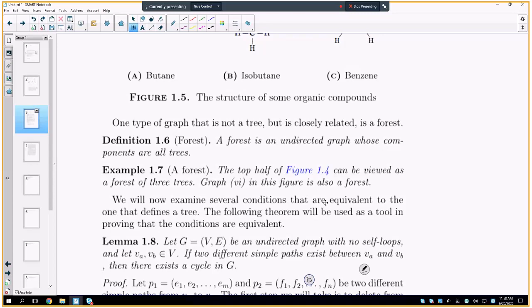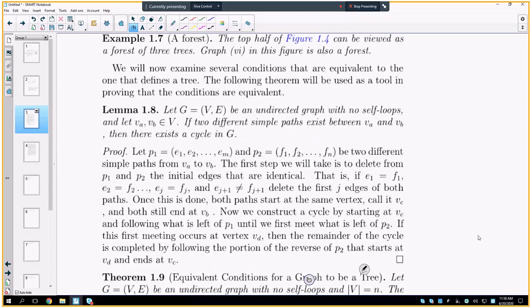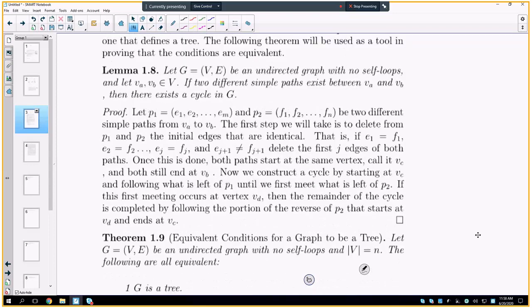We will now examine several conditions that are equivalent to the one that defines a tree. The following theorem will be used as a tool proving that the conditions are equivalent. So before we go to the theorem, we will do a lemma, and this lemma reads as: if G equal to (V, E), the vertex set and the edge set, be an undirected graph with no self loops, and VA, VB are two vertices, if two different simple paths exist between VA and VB, then there exists a cycle in G, and hence we are not going to get a tree.